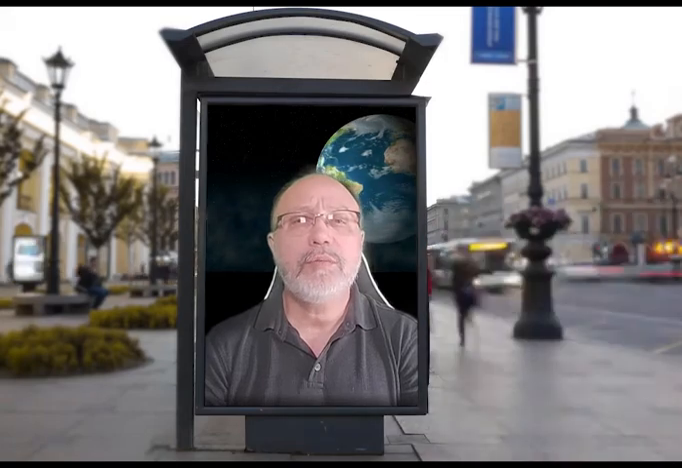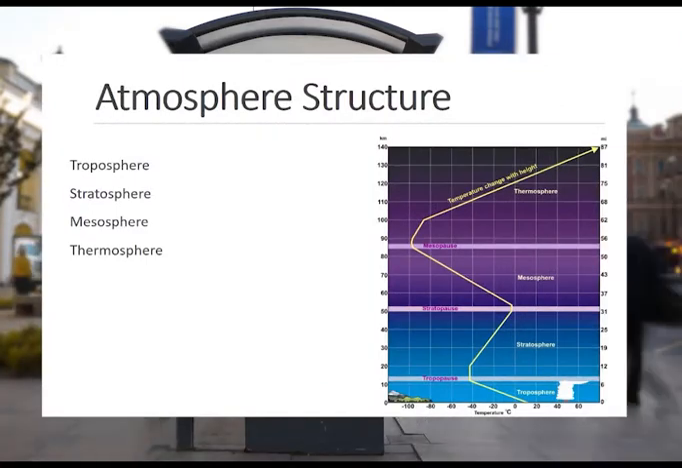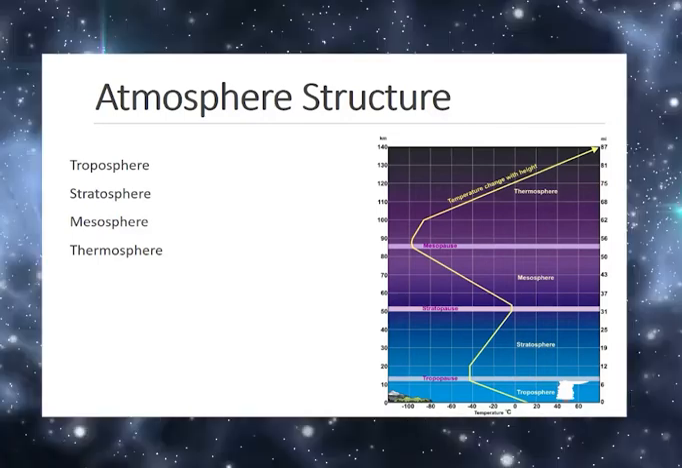There are several different regions or layers in the atmosphere based on temperature, function, and composition. The first criterion is temperature, and that has 4 distinct layers: Troposphere, where we live, Stratosphere, Mesosphere, and Thermosphere.